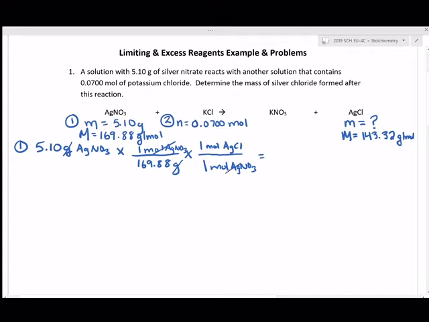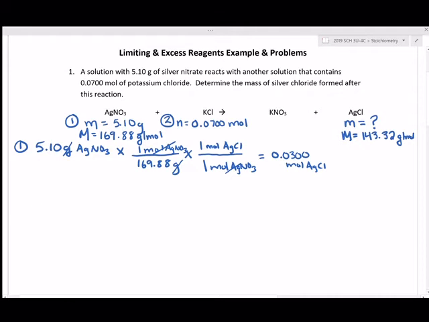So at this point, if I take 5.1, divide by 169.88, multiply by 1, divide by 1, I'm going to get 0.0300 moles of silver chloride. That's how many moles of product I could make. Okay. Now, I'm just going to leave that for now. We may come back to it. Now I'm going to see how many moles of product I can get with my potassium chloride.